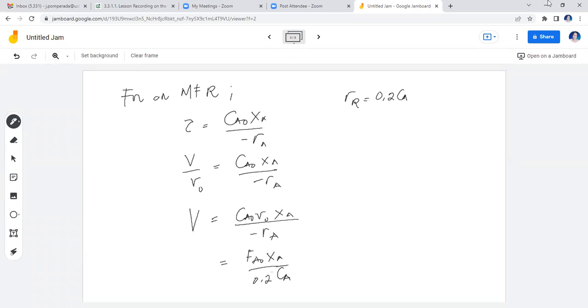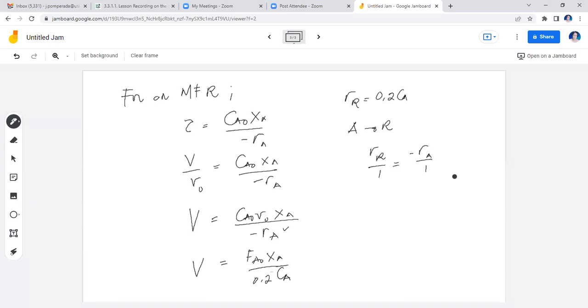Now, in terms of stoichiometry, you have A forming R. And as such, the rate in terms of R over 1 is just the rate in terms of A over 1. So it's just okay to write 0.2 C sub A in here, although I'm looking for R sub A, and what the problem gave is R sub R. Okay, so this is the volume.